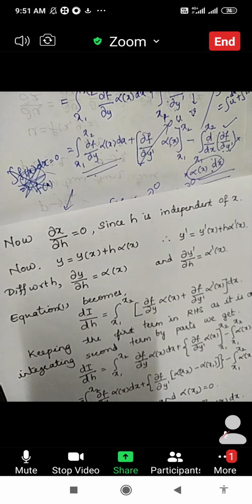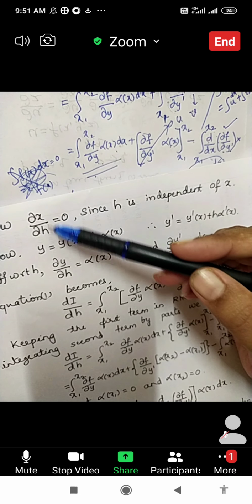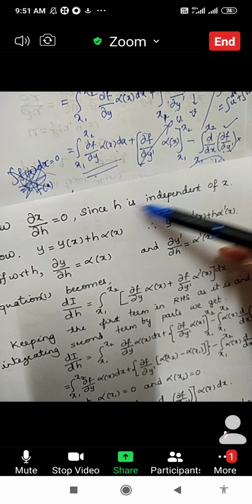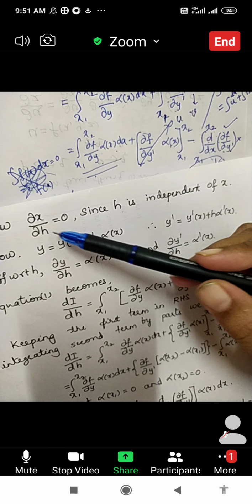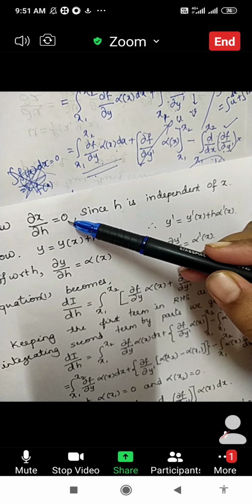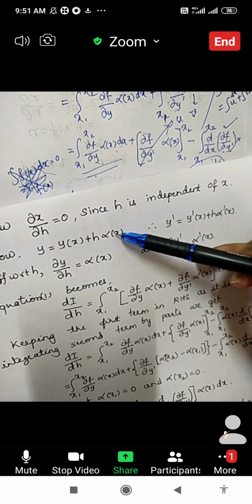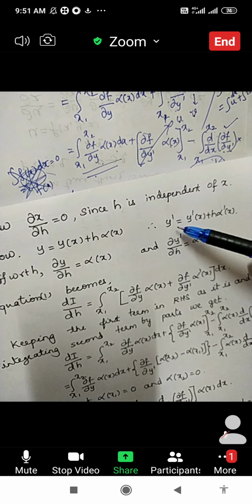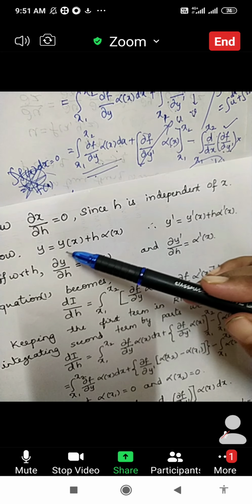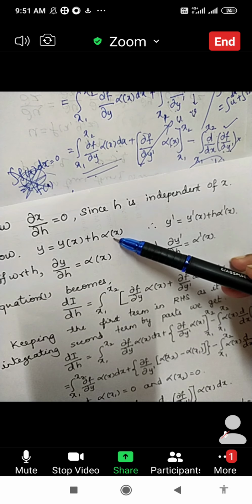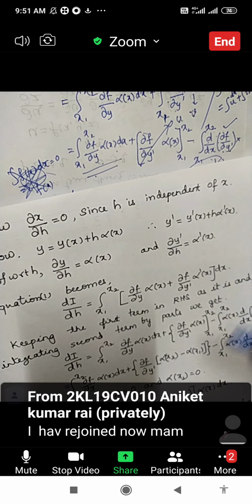Now here x and h are not at all related. h is independent of x. So what is the value of that derivative? It has to be 0. Since y is y of x plus h into alpha of x, what is y dash for this? y dash is y dash of x plus h into alpha dash of x.